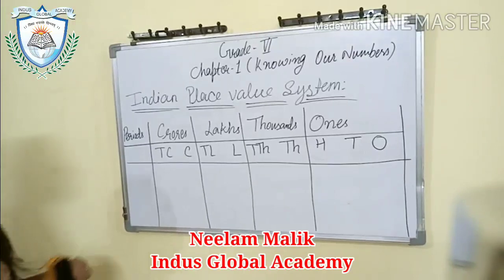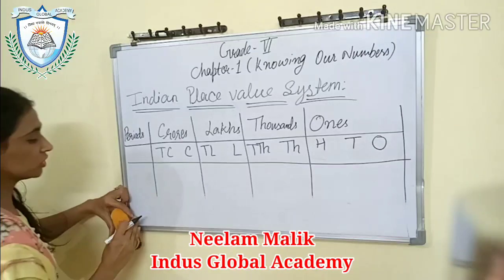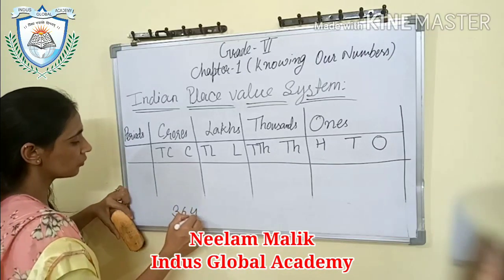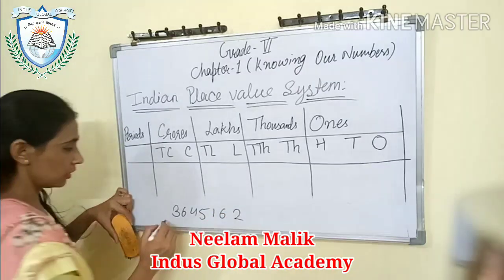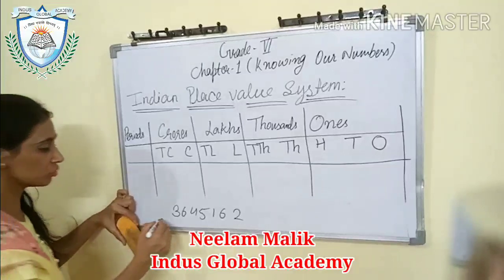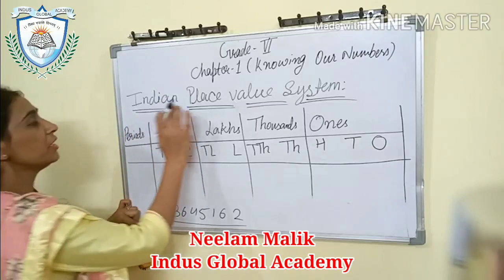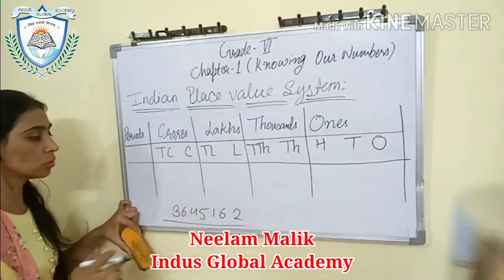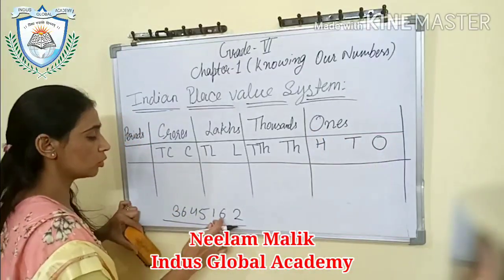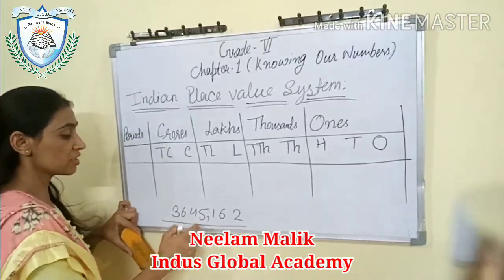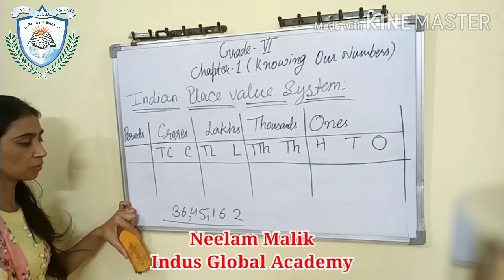Suppose you are having any number. Okay, let's consider any number. Suppose I am having 36, 45, 1, 6, 2. I don't know where the commas are. Commas are not given. First they are saying put the commas in the given number according to the Indian place value system. So in the ones period there are 3 digits, so 1, 2, 3. You will put a comma here. Next in each and every period there are two digits.